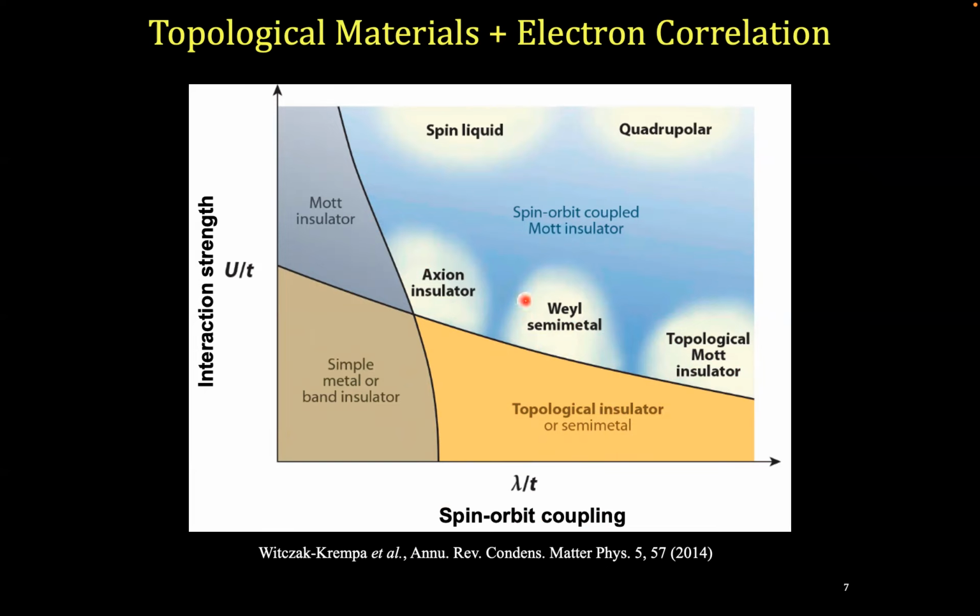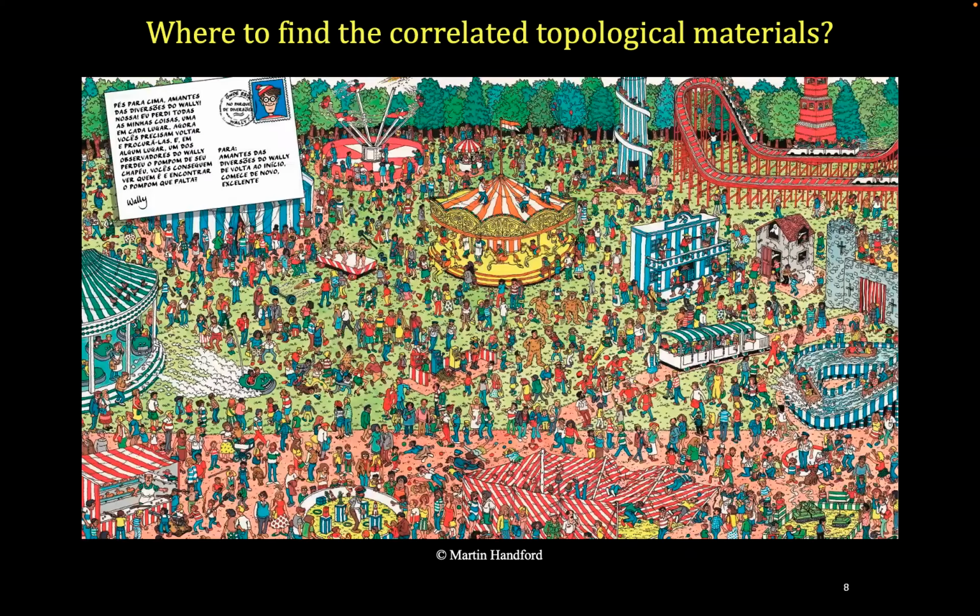In fact, there has been a theoretical discovery of axion insulators in Weyl semimetals. So this is the main motivation for the experimental search for correlated topological systems. So the question is where to find it.